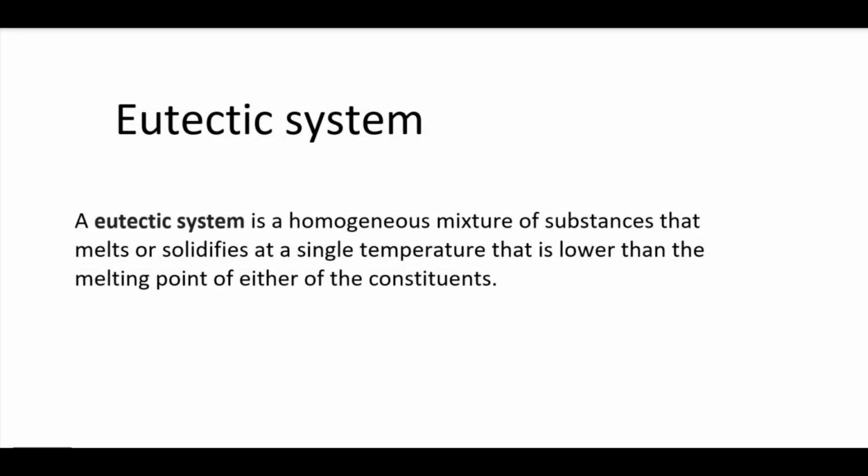Now we'll study the eutectic system. A eutectic system is a homogeneous mixture of substances that melts or solidifies at a single temperature that is lower than the melting point of either of the constituents.